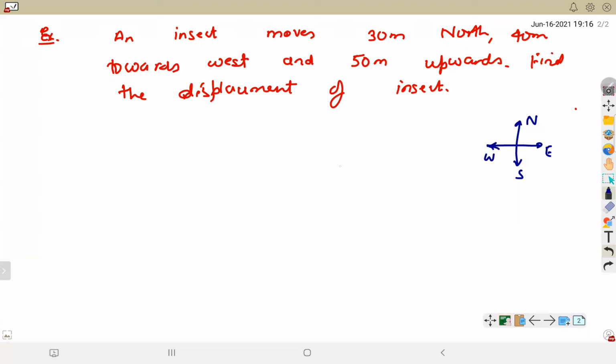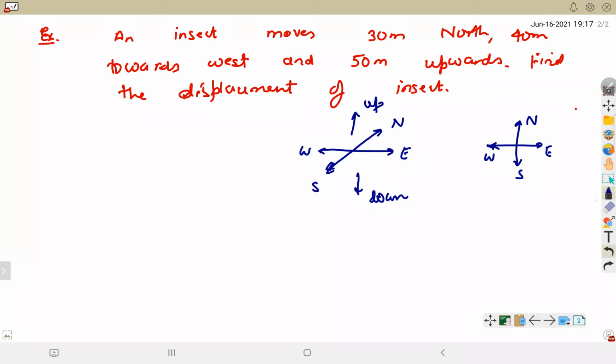Right. So what we show is technically incorrect. We have to represent it like this. This is north. This is south. Here it is east. This is perpendicular. West. This is up. And here it is down. That should be the correct direction of representation.